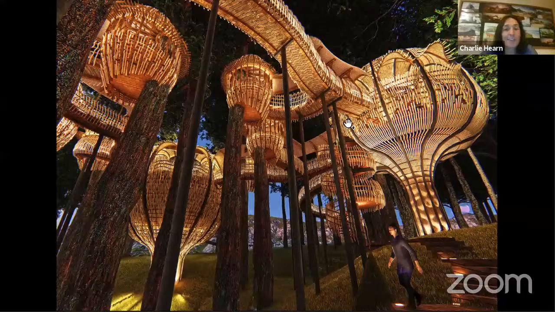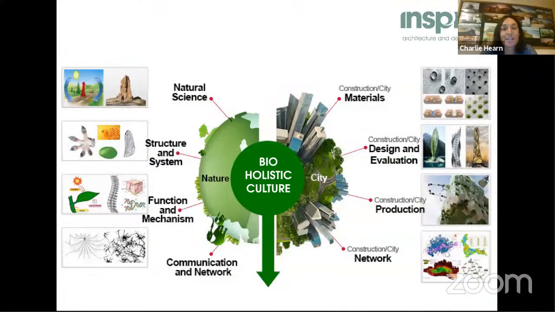And I think this all relates to this idea of bioholistic culture. And we can look at all the different aspects of how we can bring in natural science. We can look at structures and systems. We can look at function and mechanism, communication and networks, and materials, design and evaluation, production. And a lot of this bioholistic culture comes from this idea of biomimicry. What we learn from nature, what we can bring back into nature, and using the core, most efficient systems.